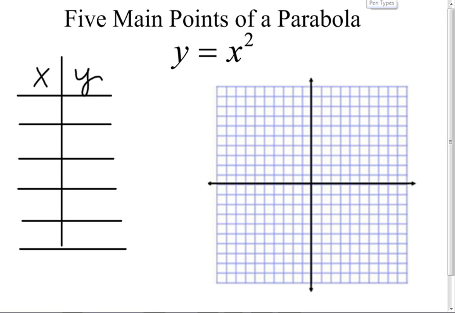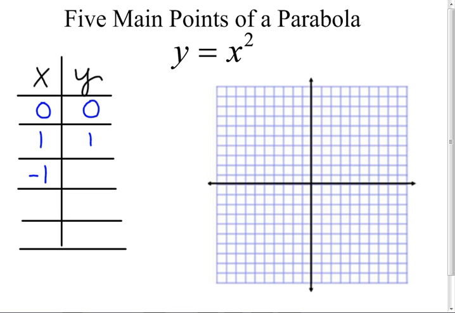0. Excellent. And when you square 0, what do you get? You get 0. Okay. Now, what's another value we could put in? How about 1? If you put in 1 and you square it, you get 1. What if we put in -1? Then you get another 1.